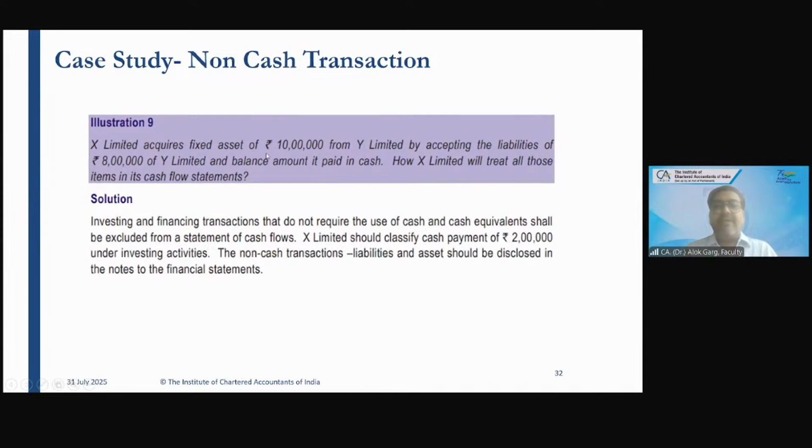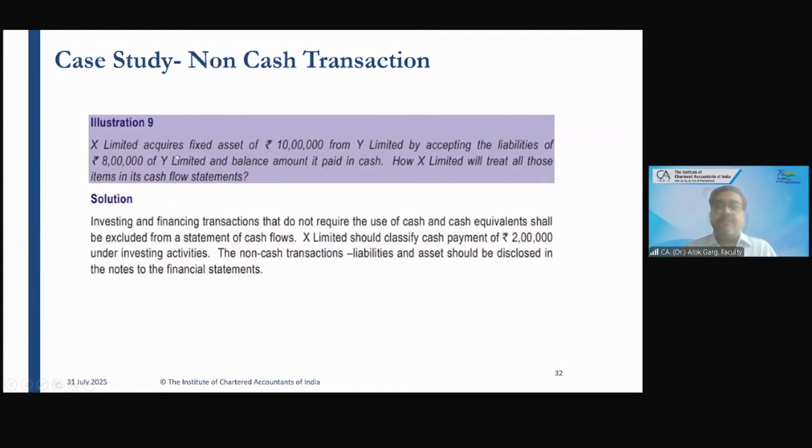Again, one of the illustrations from ICAI study material: X Limited acquired a fixed asset of rupees 10 lakh from Y Limited by accepting the liabilities of rupees 8 lakh of Y Limited, and the balance amount it paid in cash. How will X Limited treat all those items in its cash flow statement? PPE 10 lakh. Sir, the 2 lakhs will be classified as the investing activity. The remaining 8 lakh is the non-cash activity. We will not report it.